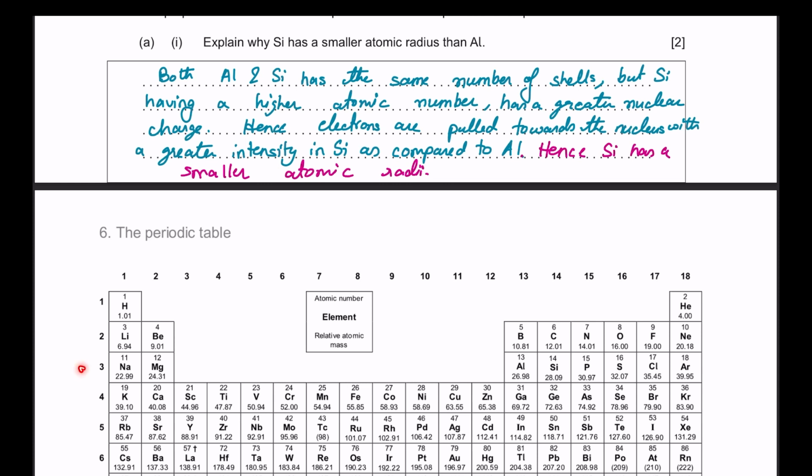Both of them are in the same period, so they will have the same number of shells. But Si, having a greater atomic number, will have more protons as compared to aluminium. Now, as Si has more protons, but the shell number is equal in both Al and Si, these protons will pull the electrons towards the nucleus with a greater intensity. I've written that exactly here: electrons are pulled towards the nucleus with a greater intensity in silicon as compared to aluminium. So that's the reason why Si has a smaller atomic radius as compared to aluminium.